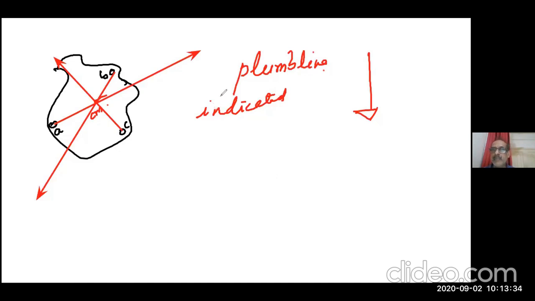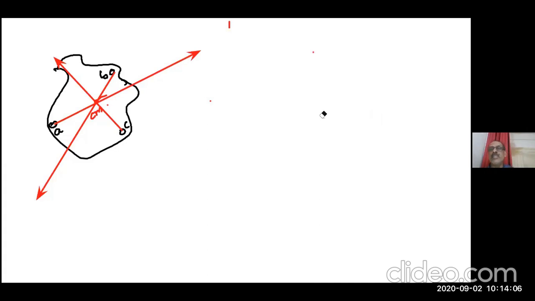Repeat the experiment for the holes B and C. Then the intersecting point of these lines gives the center of mass.